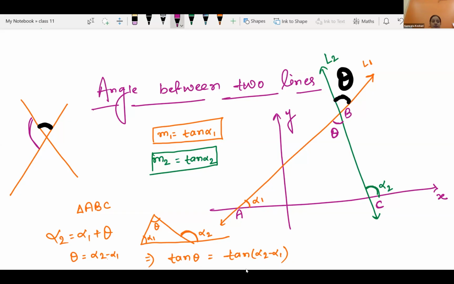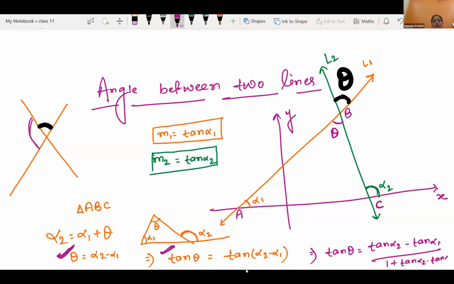Yes, ma'am. With the help of this relation, we are taking the tangent of the angle on both sides, and hence we are able to write this step. Is it making sense? Now tan theta we can find using the formula for tan of A minus B. If you know the formula, great. If you don't, you can directly use the formula for the angle between two lines. So actually it will come as tan alpha 2 minus tan alpha 1 by 1 plus tan alpha 2 into tan alpha 1, right?